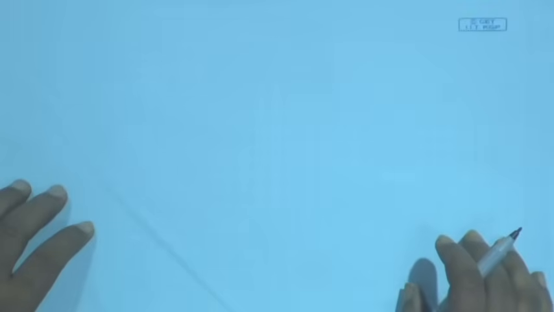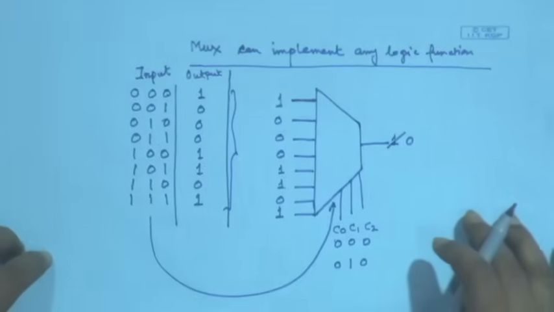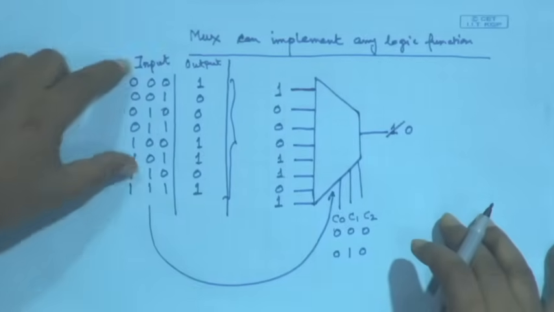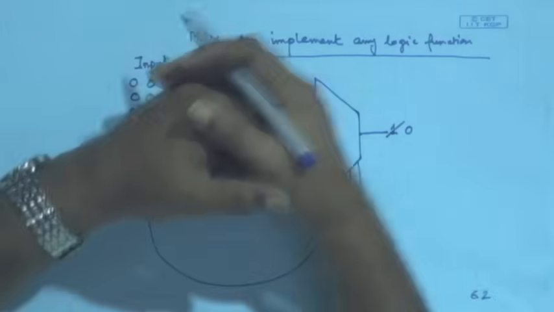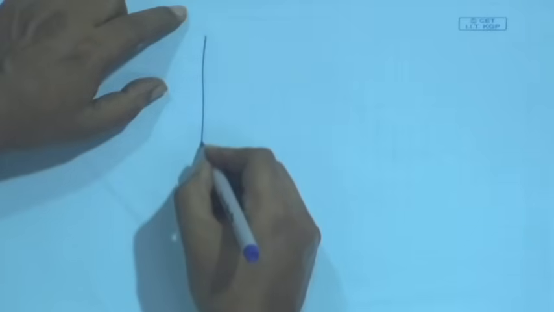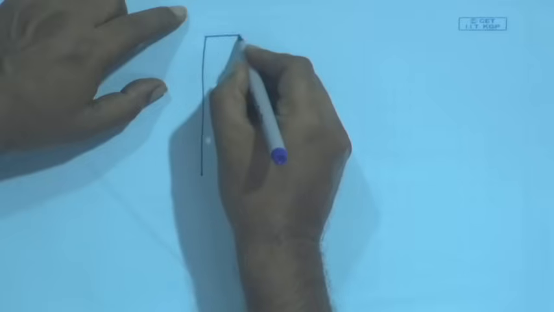The other possibility could be that suppose these inputs are essentially address lines. Suppose I have an 8 location memory, just 8 bit memory. So, I have a single bit memory with 8 possible locations.